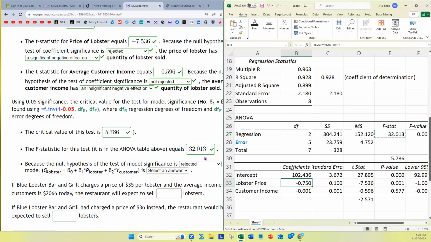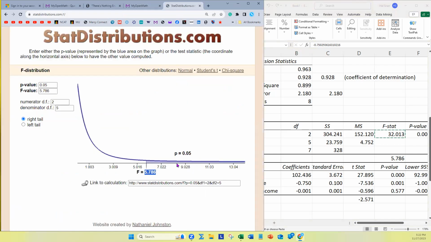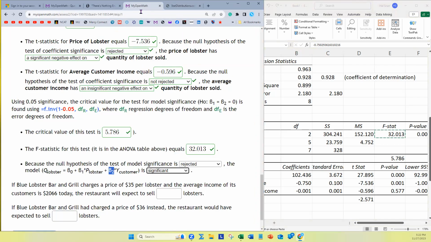Okay. So this is our model here, right? That's our model. Quantity of lobster demanded is linear in lobster price and customer income, right? And we're estimating this beta 1 and this beta 2, right? And all we're saying here is the model is significant. And again, we're saying it's significant because the F-stat is under the blue area, and the blue area is significant, so the model is significant.